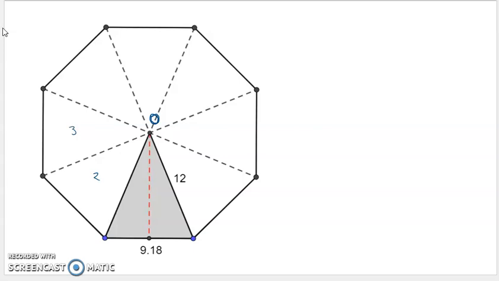If you find the area of one of the triangles, and I'm going to go after the one that's shaded, and then multiply that by 8, you have the area of the octagon. So the area of the shaded triangle, in general the area of a triangle, is 1/2 base times the height, the height being the altitude. I've drawn an altitude here. It's dashed in red. It has a right angle right there.